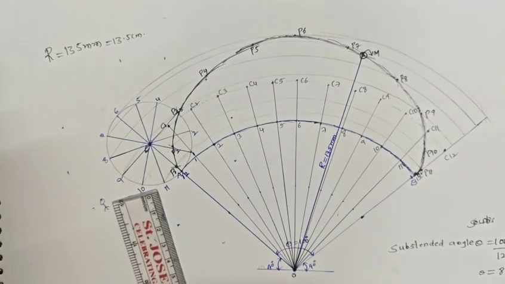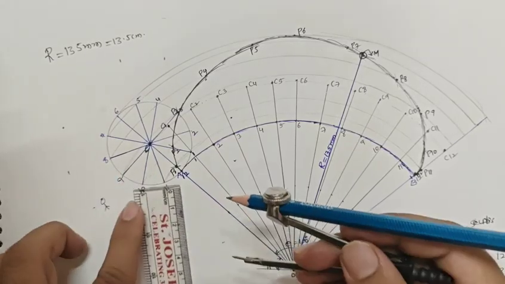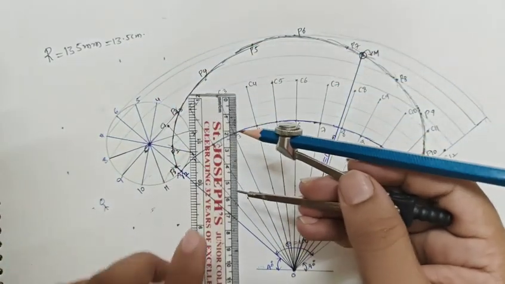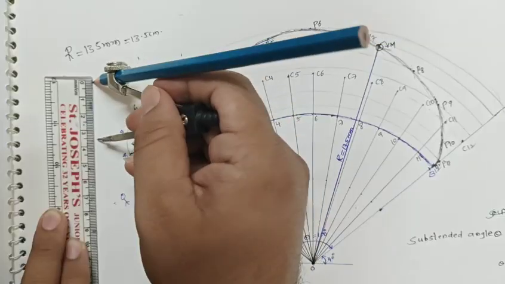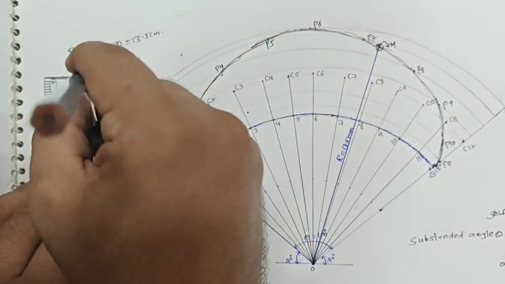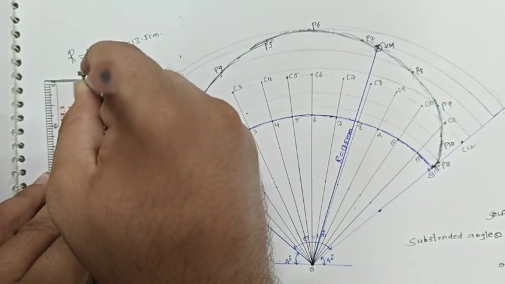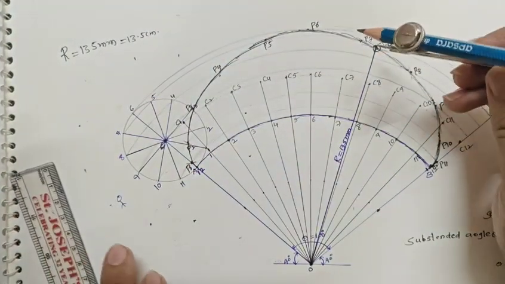Okay, then after that, because we know that the radius of the circle is 2.5 centimeter, the same 2.5 centimeter we need to measure. Let us see, I'm measuring a length. How much? It's visible. 2.5. Measure length 2.5 centimeter.